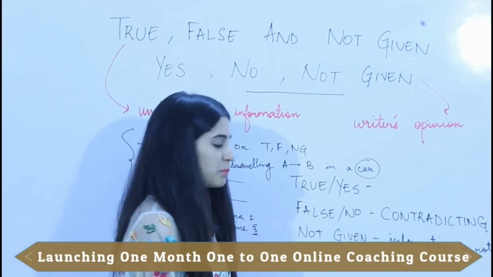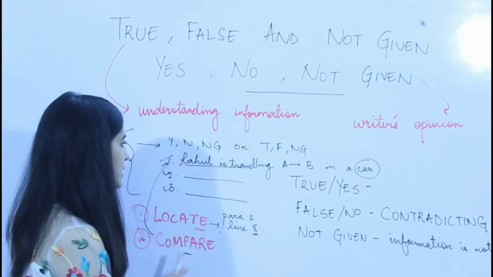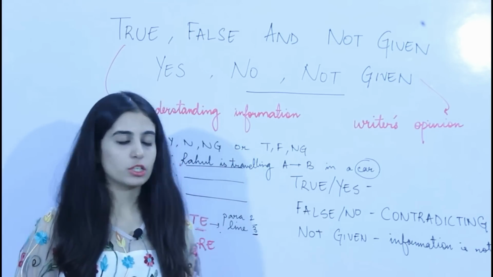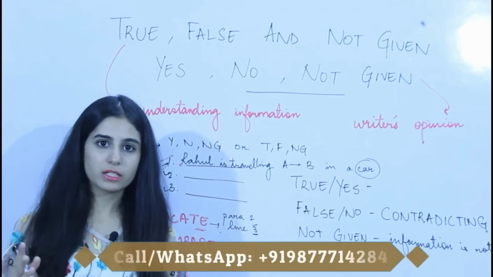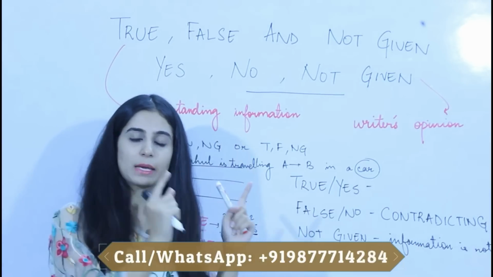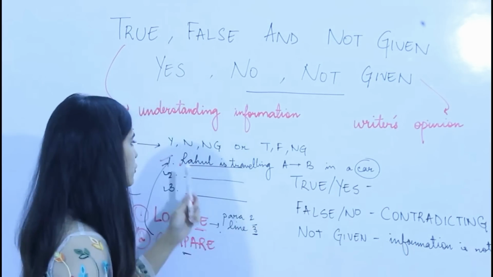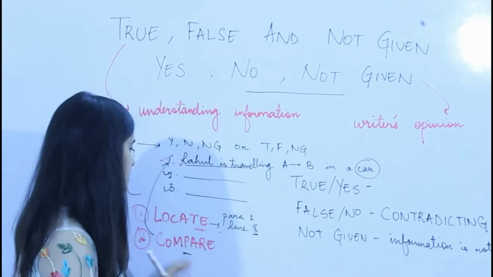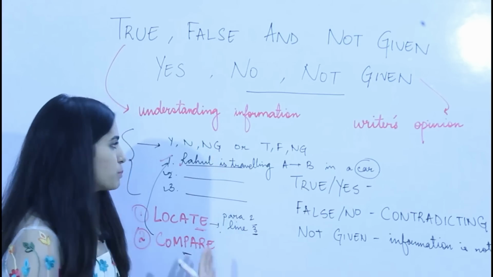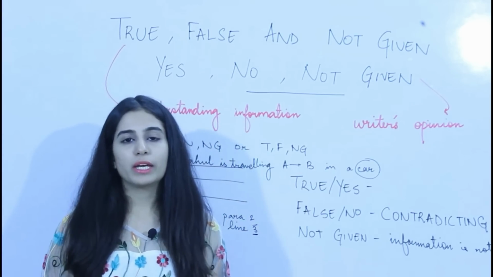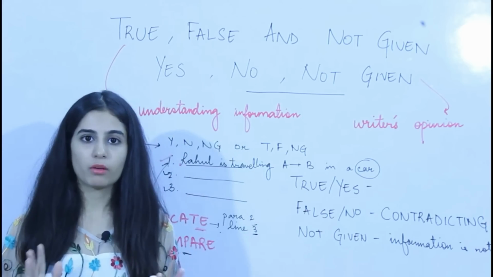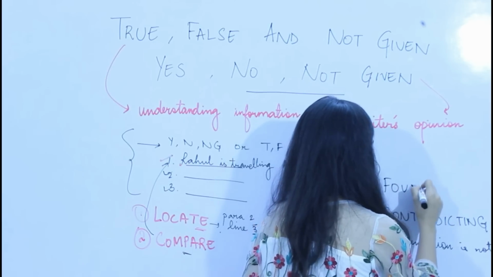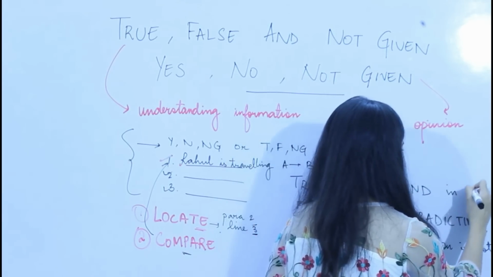Yes would obviously mean that the same thing that is being mentioned in your question is written in your passage. Now for example, they would paraphrase it because obviously you won't find that exact same sentence in your passage. If the question says Rahul is traveling from point A to point B in a car, they might say that a car is being used by Rahul to reach point B from point A, right? So here you will say true because you have found that information in the passage.